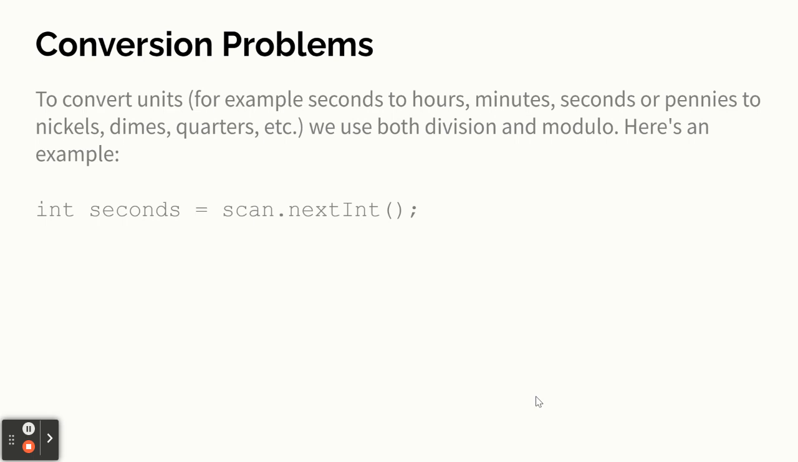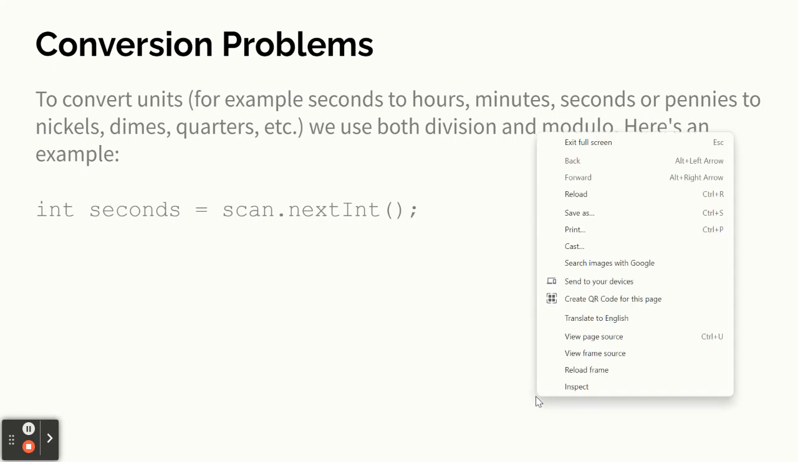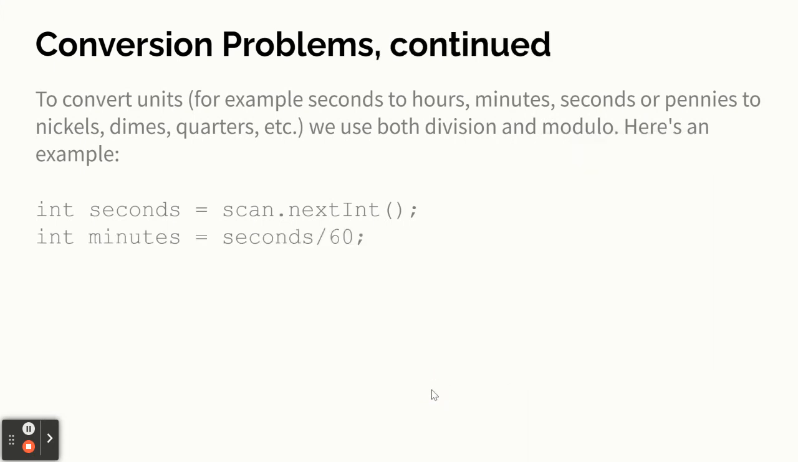So here's an example. I'm just going to show you how to do it. Let's say somebody has this code, int seconds equals scan.nextInt. And to find the number of minutes that are in those seconds, all you have to do is divide by 60. And we're not worried about a decimal remainder because remember, it's integer math. So if it was 60, we would get 1. If it was 100, we would get 1.